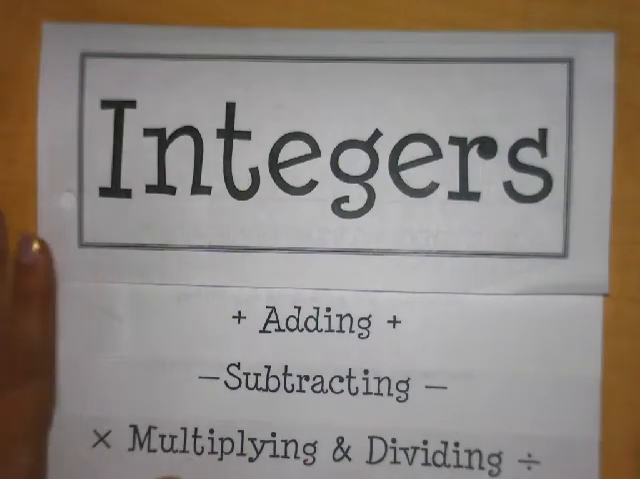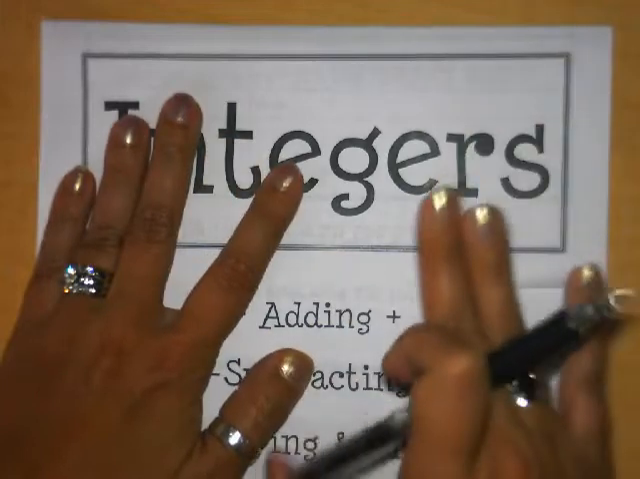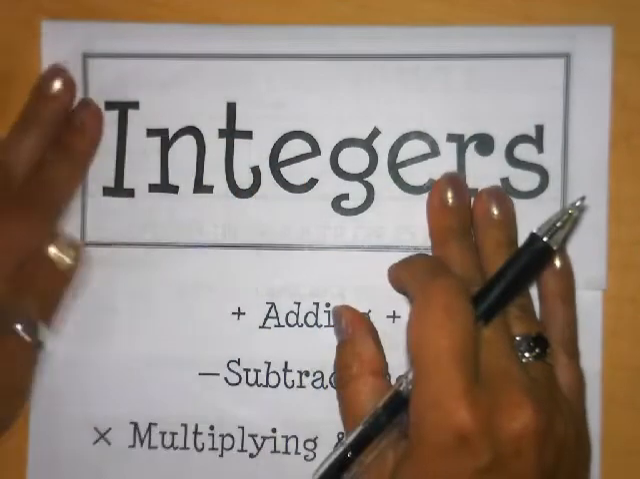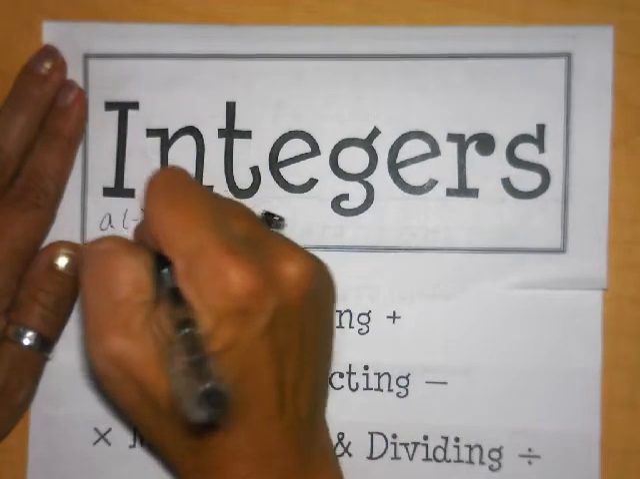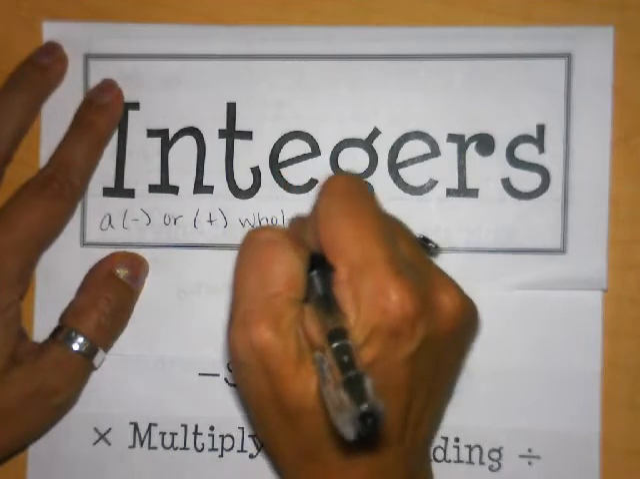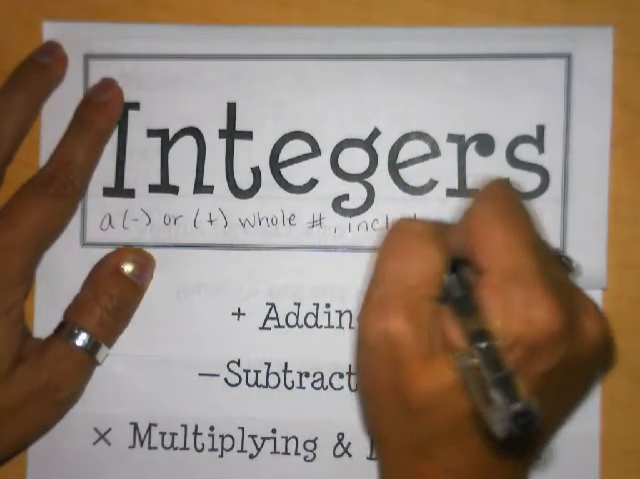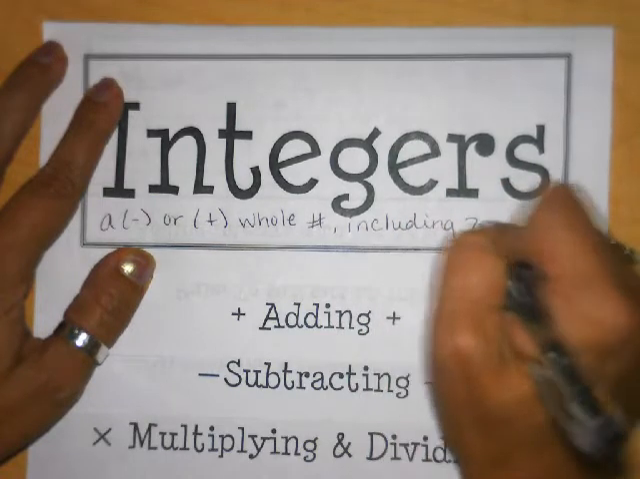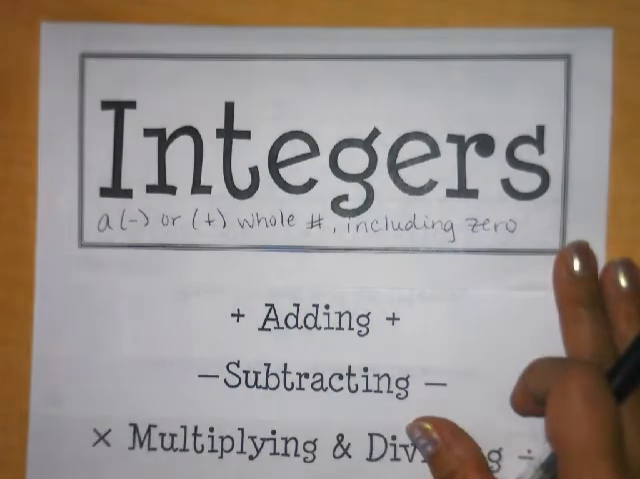Talking about integer operations. We've talked about what integers are. So the first thing that we need to do is define integers again. It is a negative or a positive whole number, including 0. And if you recall, that was in our Venn diagram.